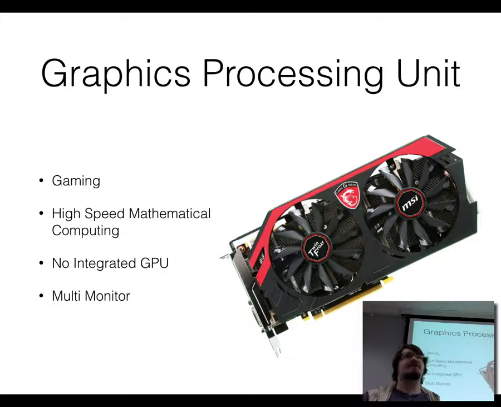So if you need a GPU for gaming, or if you want to do high-speed calculations, like you could use it for Bitcoin mining, if you've ever heard of Bitcoins, they are able to do the hash calculations really fast. If your system doesn't have integrated GPUs in it, you would need a GPU. Or if you need multi-monitor. You can run multi-monitor with the integrated GPU, but it's not going to be as fast.